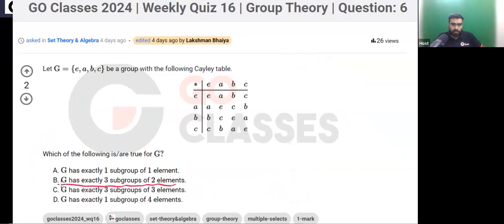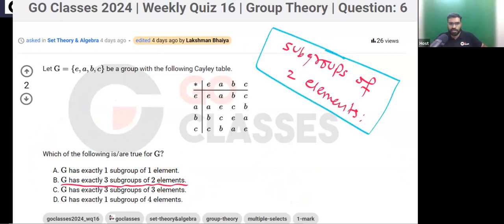How many subgroups of 2 elements can you create? Subgroups of 2 elements. Very simple. First of all, remember, when you are creating a subgroup, first you take the identity element. That is mandatory.